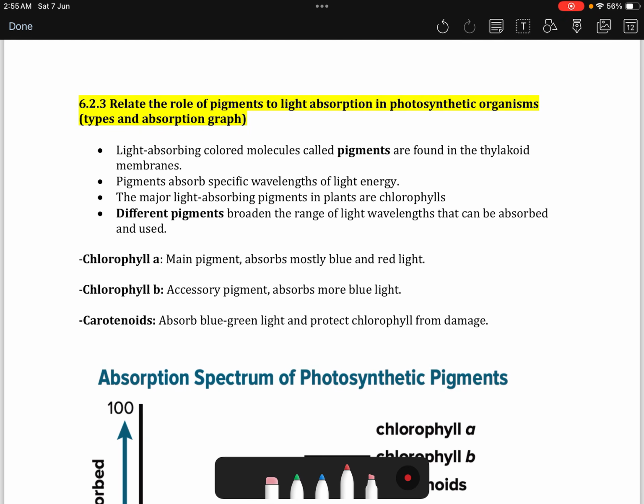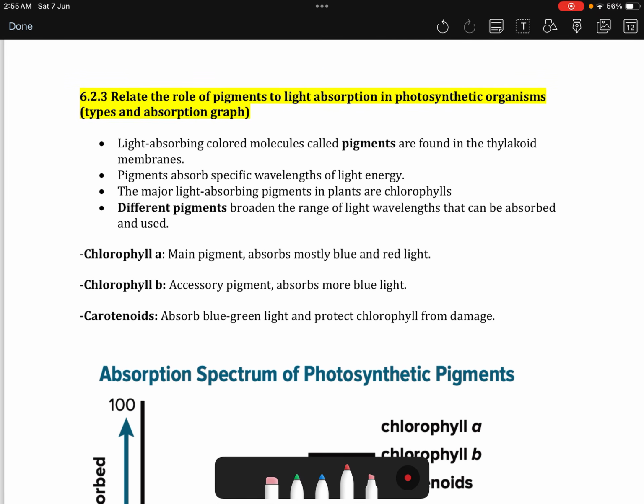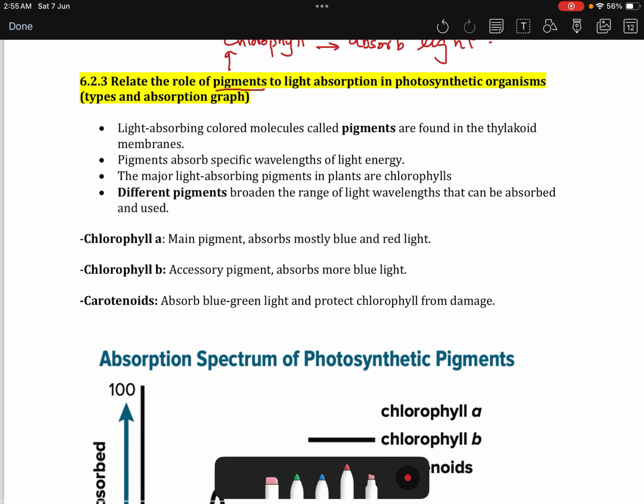Relate the role of the pigments to the light absorption in photosynthetic organisms, like types of pigments and the absorption graph. Pigment, and the major pigment we studied is chlorophyll. It is present in thylakoid and its role is to absorb light. Light absorbing colored molecules are called pigments. They are found in the thylakoid membranes. Pigments absorb some specific wavelength of light energy. The major light absorbing pigment in the plant's chloroplast is the chlorophyll.